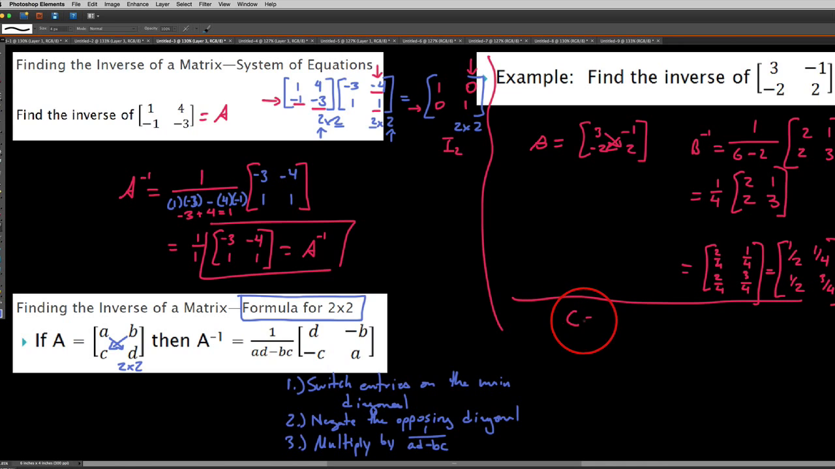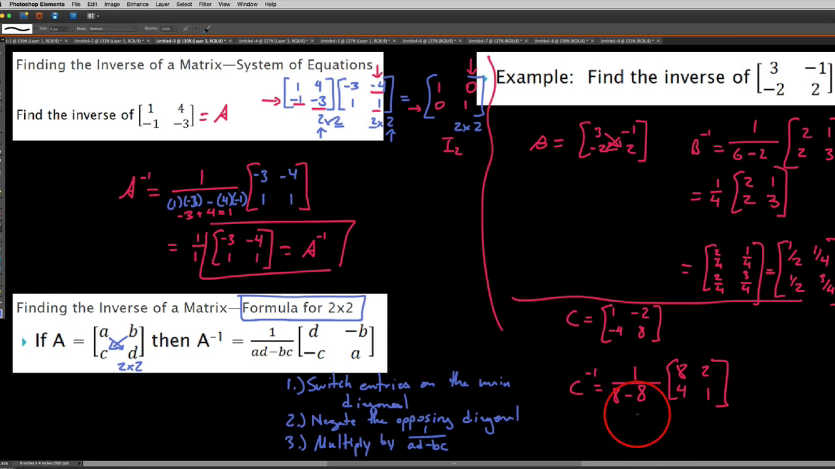In terms of finding inverse matrices, there's one more that I want to take a look at, and we'll call this matrix C. In matrix C, I've got written down 1, -2, -4, and 8, and I want to find the inverse of this. C inverse, by definition, would be equal to 1 over AD minus BC, times switch out your main, so we'll have an 8 and a 1, negate your opposing, so we'll have +2 and +4. When we multiply these, we get 8 times 1 down our main, minus -2 times -4, which is +8, so 8 minus 8.